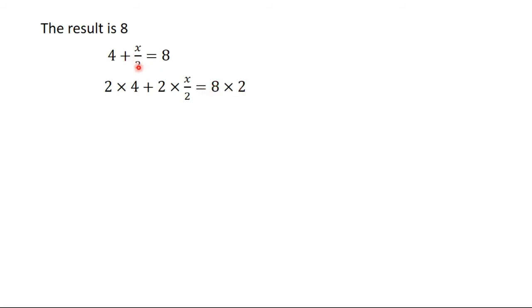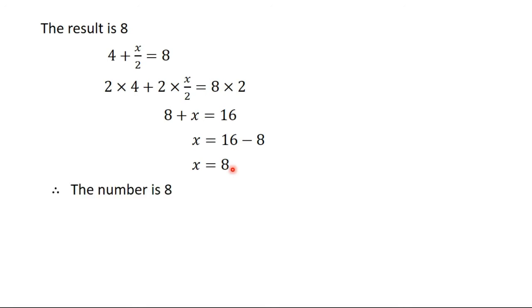The denominator is 2, so you multiply every term with 2. So 2 times 4 plus 2 times S over 2 is equal to 2 times 8, or 8 times 2. So 2 times 4 will give us 8. When you come here, 2 will cancel 2. So you're going to have 1 times S, which is S, is equal to 8 times 2, which is 16. So S will give us, you group like terms, we take 8 from this side to this side, it's going to be negative. So S is equal to 16 minus 8, and S will give us 8. So we can see that therefore the number is 8.